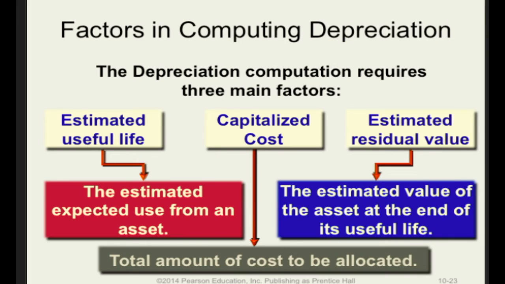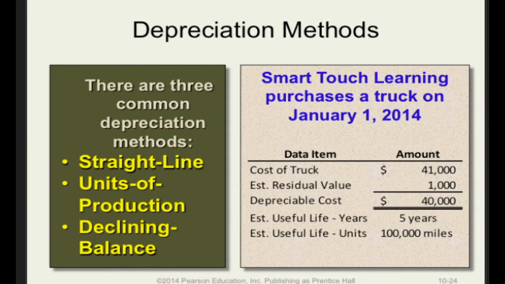To compute depreciation for a period, we will need to consider three primary factors: estimated useful life, the capitalized cost of the asset, and estimated residual value of the asset at the end of its estimated useful life. There are three common depreciation methods: straight-line depreciation, units of production depreciation, and declining balance depreciation. As we work through each method, we will use the following information.